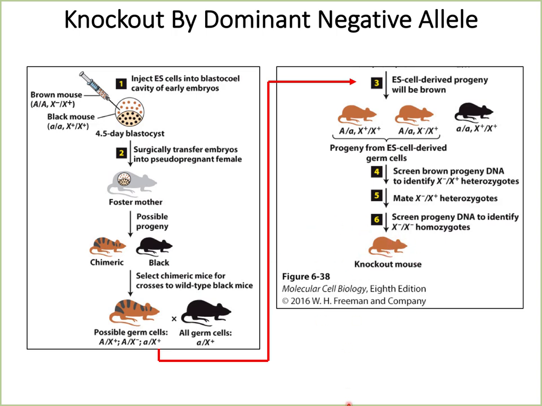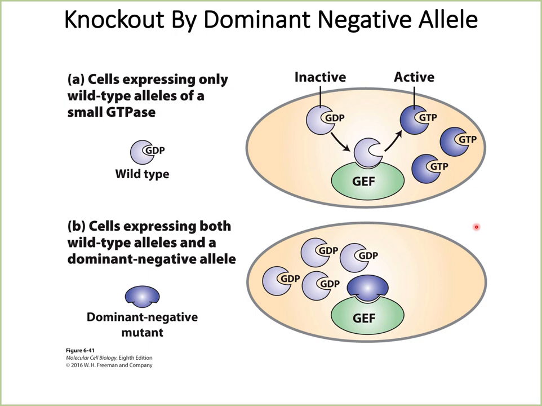So how does this work in reality? Suppose here what you are seeing is an inactivation of the function of a wild type GTPase by the action of a dominant negative mutant allele. So the dominant negative allele can inhibit the function through this process.